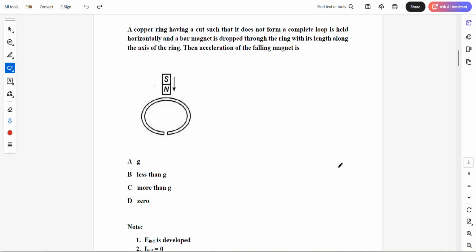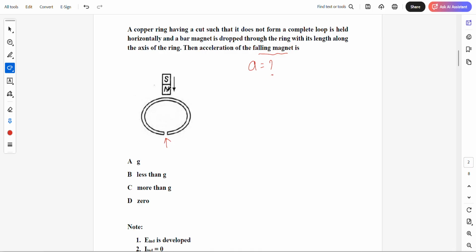This is the first problem. A copper ring having a cut such that it does not form a complete loop. It is not forming a complete loop here. You can see the cut here. The ring is held horizontally and a bar magnet is dropped through the ring with its length along the axis of the ring. He's asking, what is the acceleration of the falling magnet?